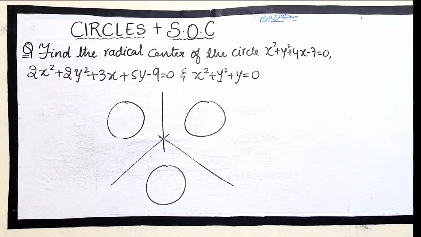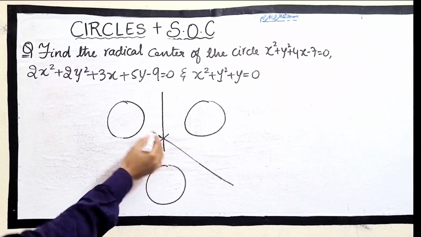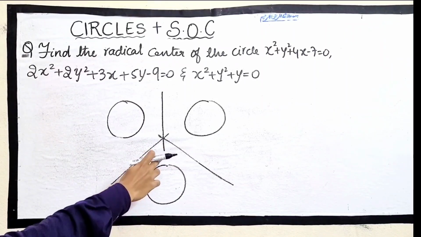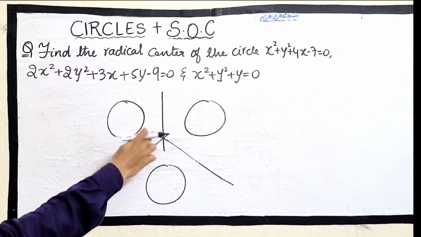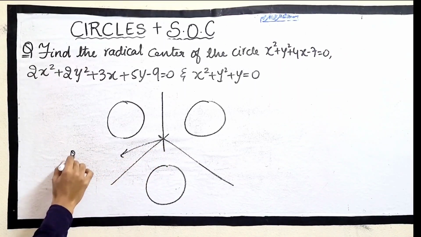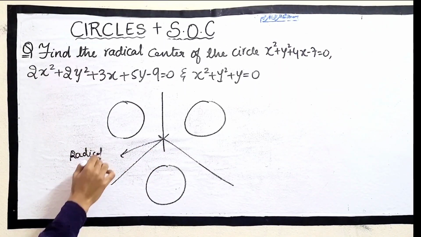The concept used here is the radical center. So what do you mean by a radical center? Radical center is a point of concurrency of radical axes. These are the radical axes taken in pairs of three circles whose centers are non-collinear. So this is a radical center.